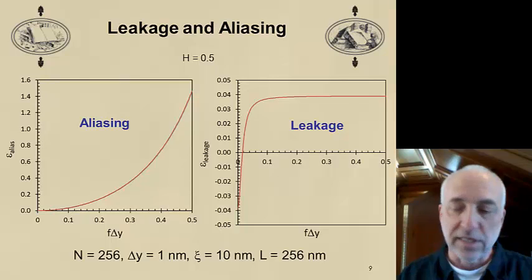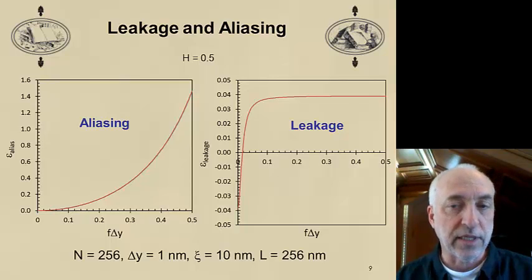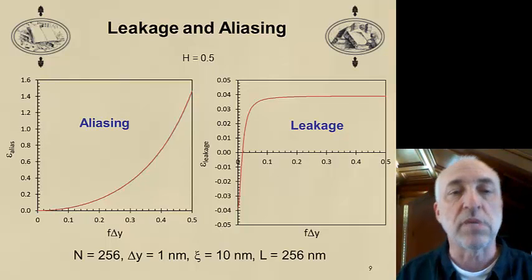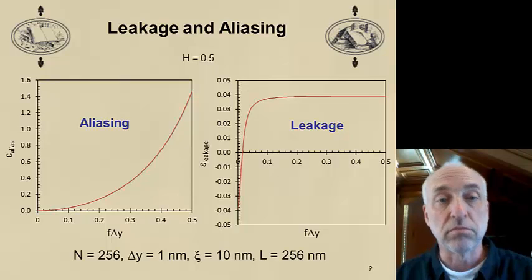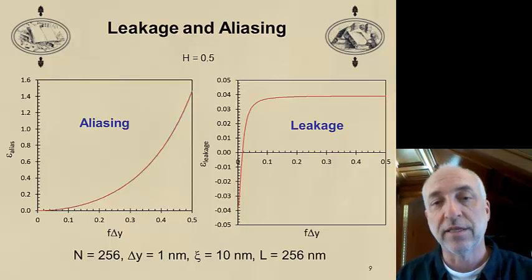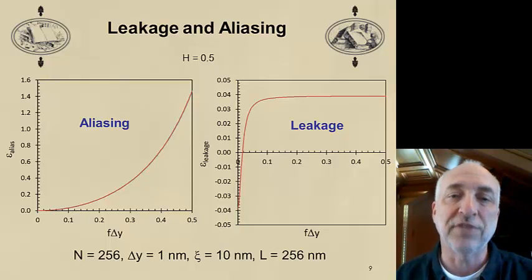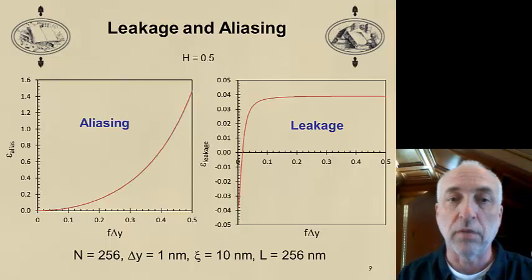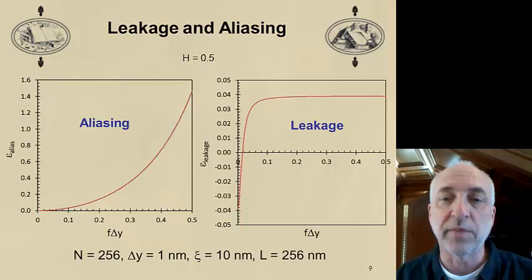Now let's take a look at these numbers. Aliasing is 0 at 0 frequency, but it rises rapidly, and you see that at the higher frequencies the amount of aliasing becomes huge, 150%, so that the measured value is 2.5 times the true value. That's a very, very large error. It's a big problem at these higher frequencies.